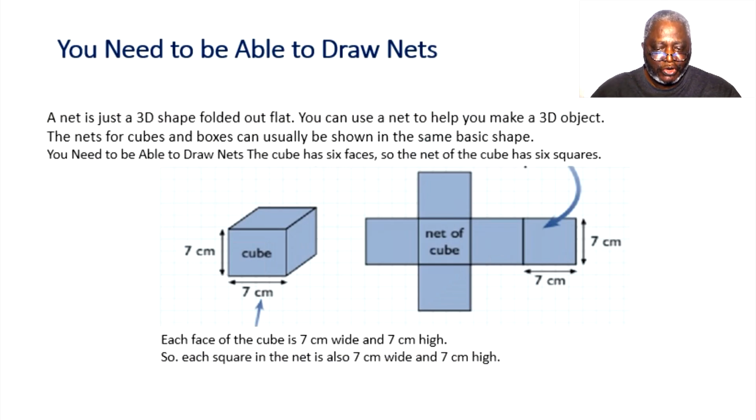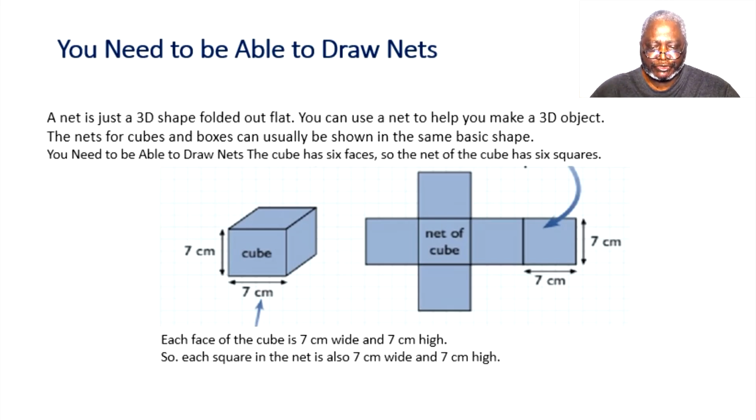You need to be able to draw nets. What are nets? Simply, you have a 3D object, you split it up, open it flat, because most 3D objects could be opened up flat. In fact, the most practical example now is what you call flat pack buildings, because they are all built flat with joints and stuff, with direction, and then you can put them together. A net is just a 3D shape folded out flat.